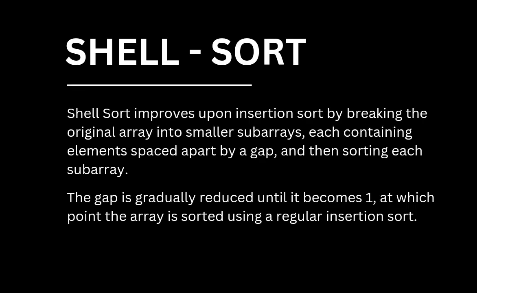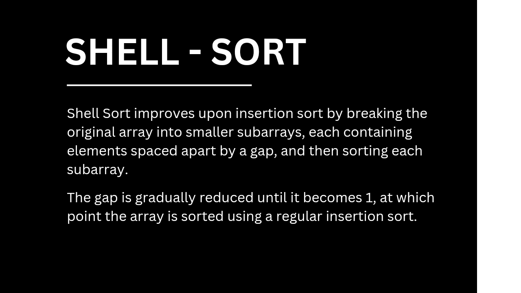Shell sort improves upon insertion sort by breaking the original array into tiny subarrays, and then it starts to sort them. As they are sorted, it reduces the gap gradually until they become a single big array, like the total original array. The only difference in this case is that it creates the gap and then reduces the gap gradually, but the sorting is done based on the regular insertion sort. So that's how it works.